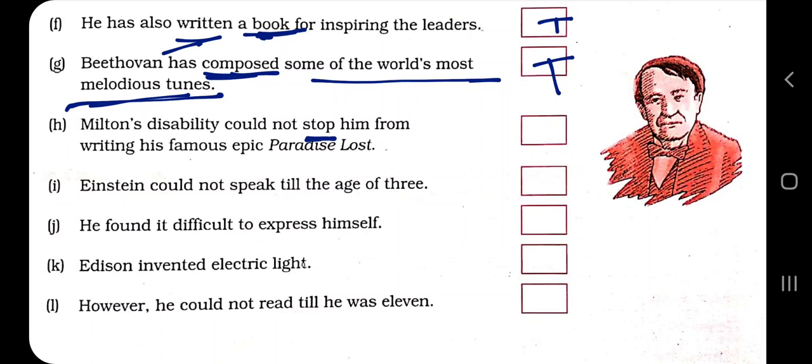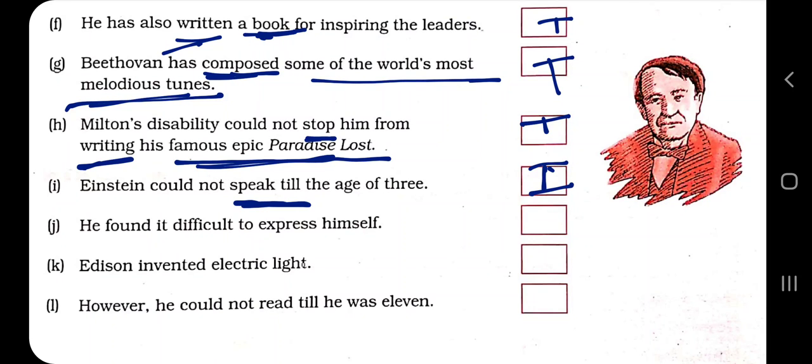Okay, writing is verb and what? Famous epic. So this is transitive. Einstein could not speak till the age of 3. Speak, and after this it is intransitive. There is no object in here.